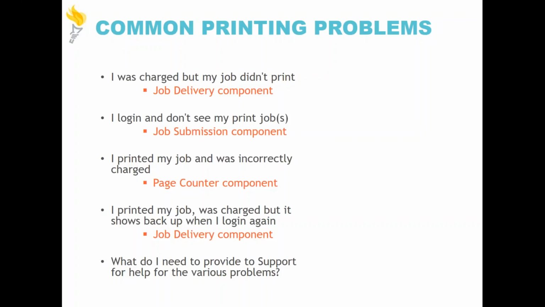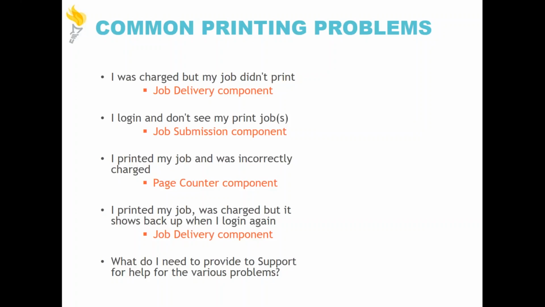I printed my job and was incorrectly charged. That means submission worked, delivery worked, but somehow or other you were charged more or less, or not charged, or overcharged for it. That component is going to be the page counter. That's responsible for determining the contents of your file. Is it 10 pages, 2 copies, duplex, color? At 15 cents a page, you do the math. Or maybe you were charged $16 for that, and it was only a 2-page duplex job on 1 piece of paper, mono, and it should have been 15 cents.